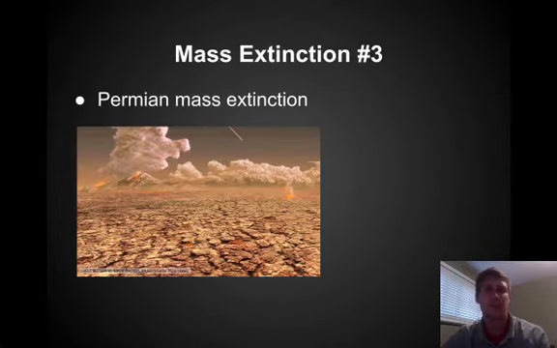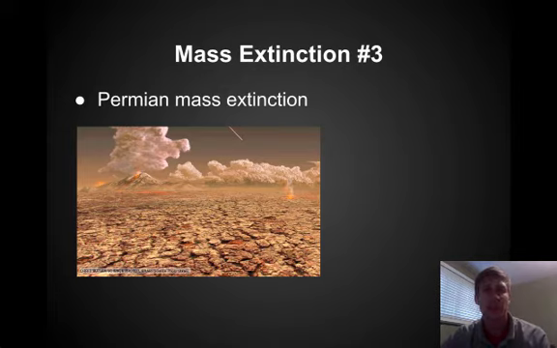The next mass extinction that we're going to talk about happened during the Permian time period. This was one of the largest mass extinctions. 96% of the species went extinct. The 4% of species that survived created all the species that we know on Earth today. Marine life and insects were affected by this extinction. In fact, this is one of the few extinctions that really had a large impact on the insect species.